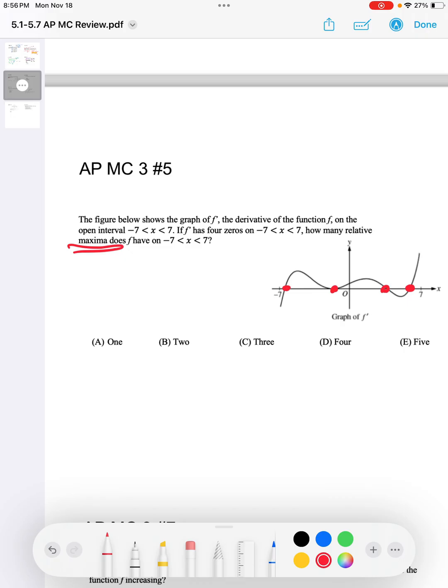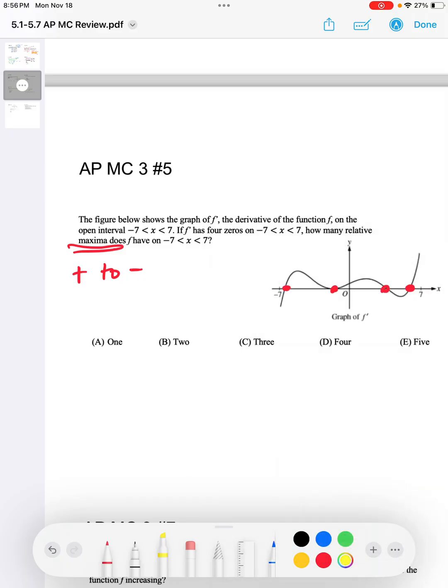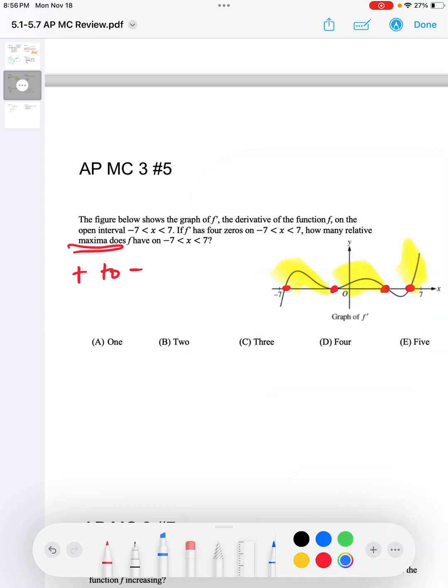If we have a maximum, it needs to go from positive to negative. And since this is the derivative graph, we would be looking for it to go above the x-axis to below the x-axis. So what I'm going to do is take my highlighter and start by highlighting everything above the x-axis. And then in a different color, I'm going to highlight everything below the x-axis.